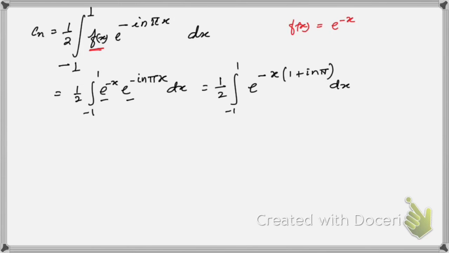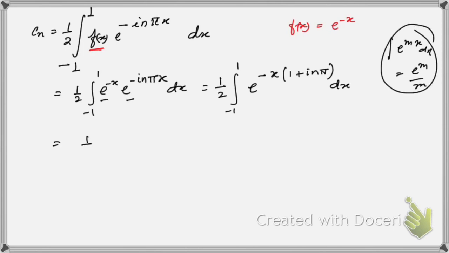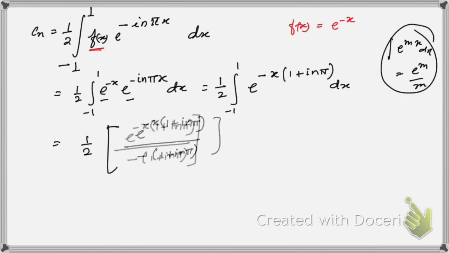If you integrate this, we know that the integration of e to the power mx dx is given by e to the power mx by m, right? So we're going to apply this formula. Then we're going to have 1 by 2, the integration of e to the power minus x(1 + i n pi), sorry, x is taken common, n pi, then it's going to be minus (1 + i n pi), right? So here the limits are minus 1 to plus 1, right?